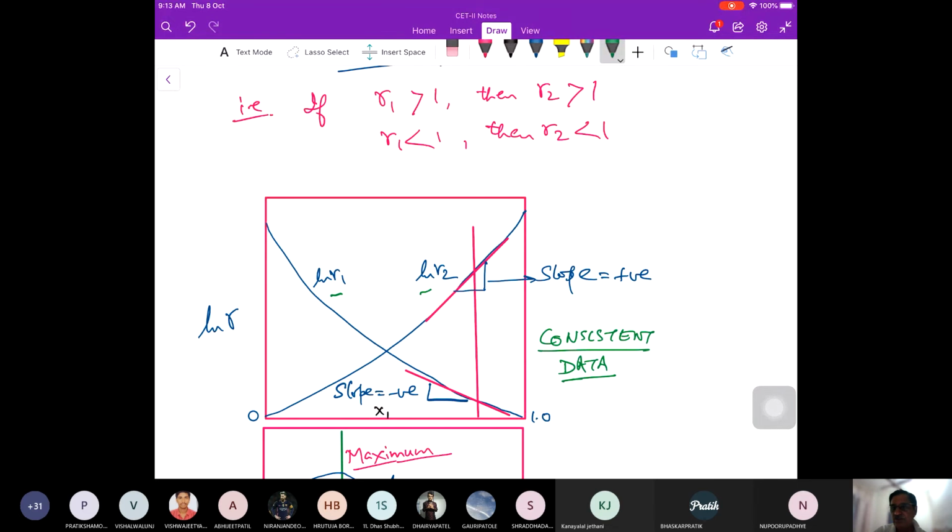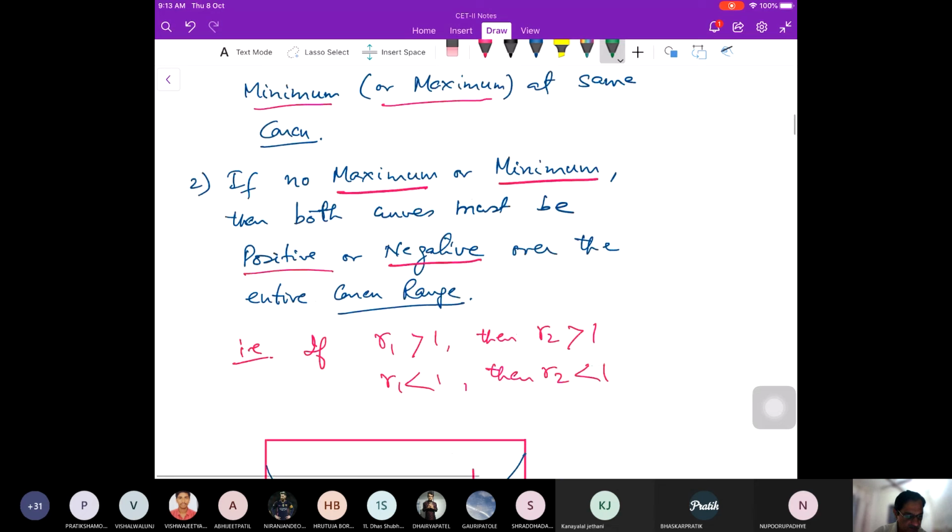Is this understood? Any questions on this point, the first method which we are looking at for data consistency? Okay, if there are no questions, then let's move forward.